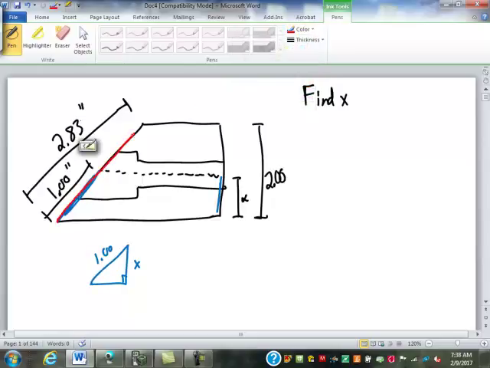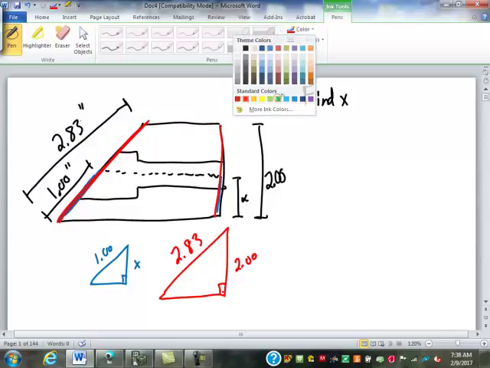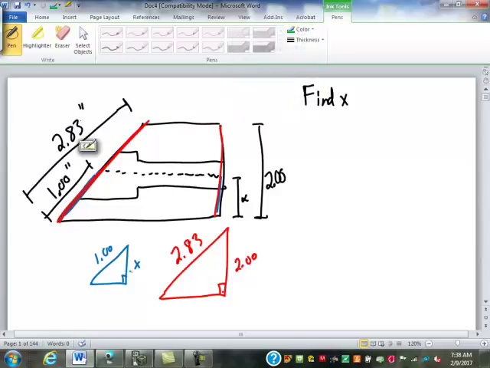Then we have this here, which is the 2.83, corresponds to that piece. If I slide those together, we have a big triangle, 2.83 here and 2.0 here. And that's a right angle. So as Josh said, we either go x is to 1 as 2.0 is to 2.83, or we can go 2.0 is to x as 2.83 is to 1, either way.